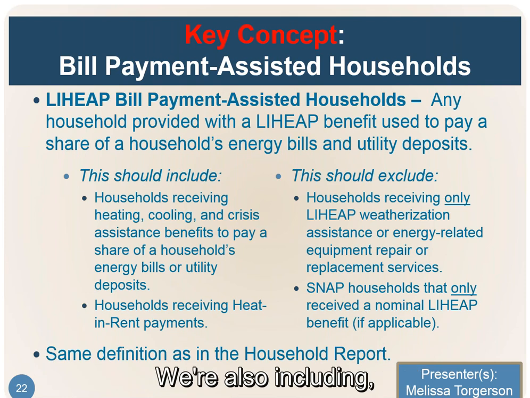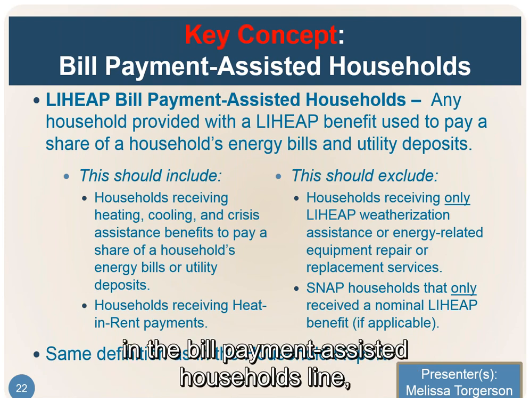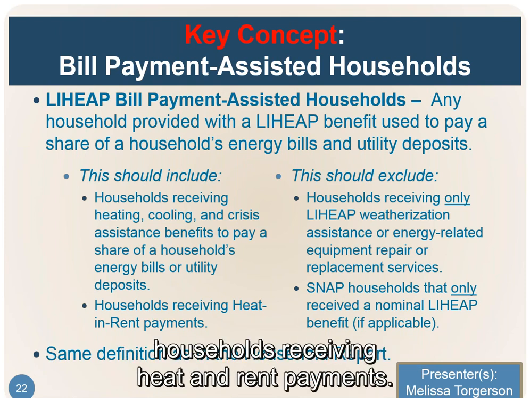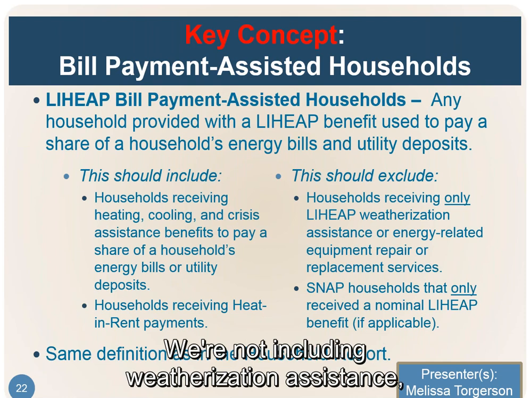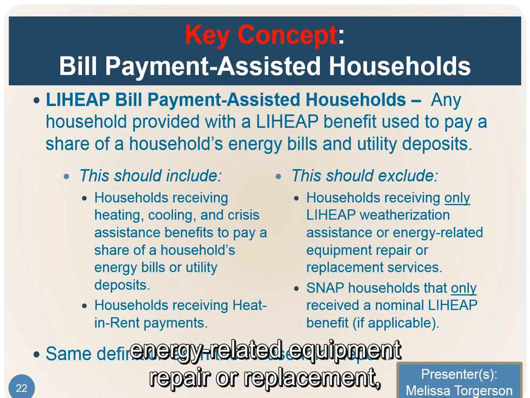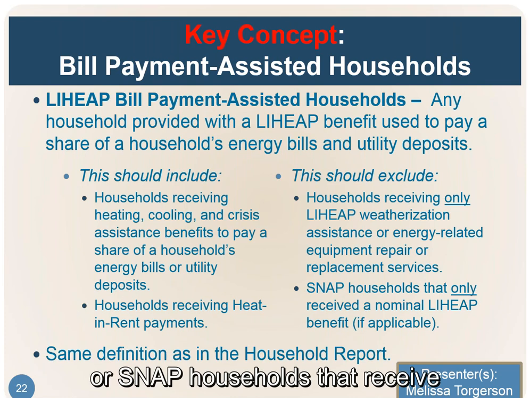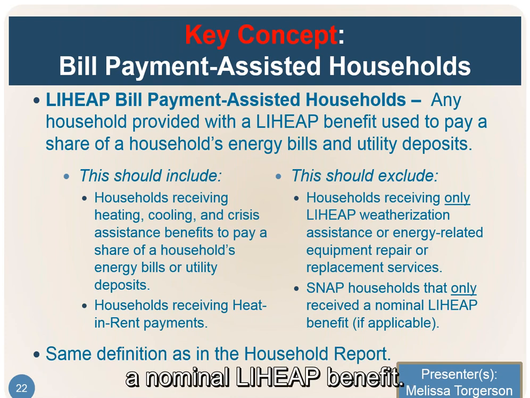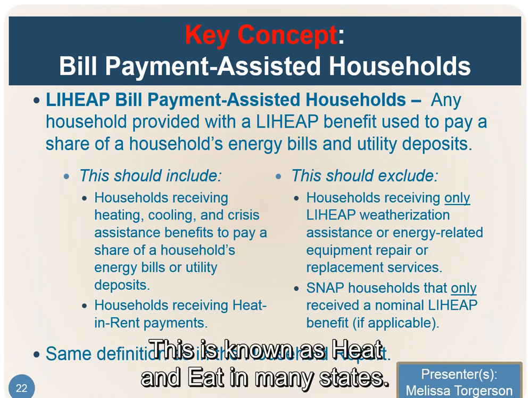We're also including in the bill payment assisted households line households receiving heat and rent payments. We're not including weatherization assistance, energy-related equipment repair replacement, or SNAP households that receive a nominal LIHEAP benefit. This is known as heat and eat in many states.